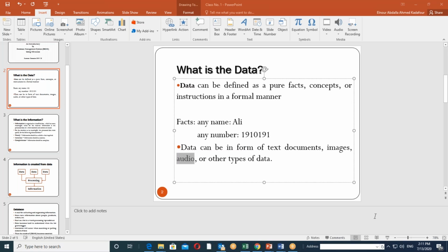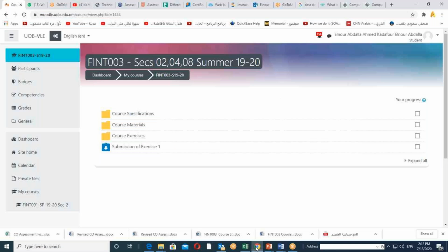Is it clear? What is data? 27 students. Is it clear? Then I'll proceed to the next term. So now everybody is here. Okay, 27 students are present.